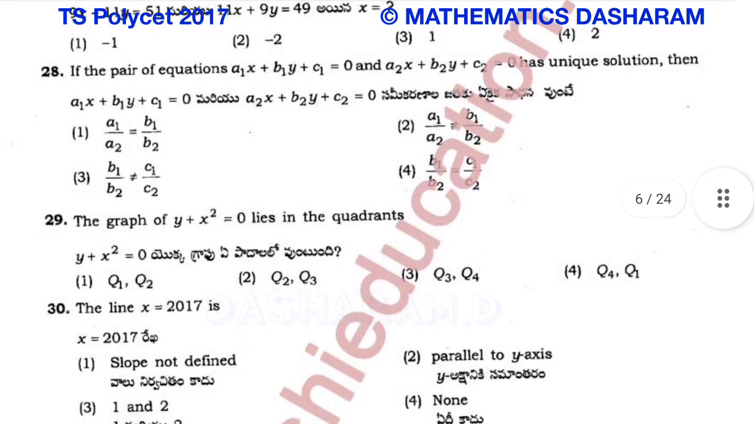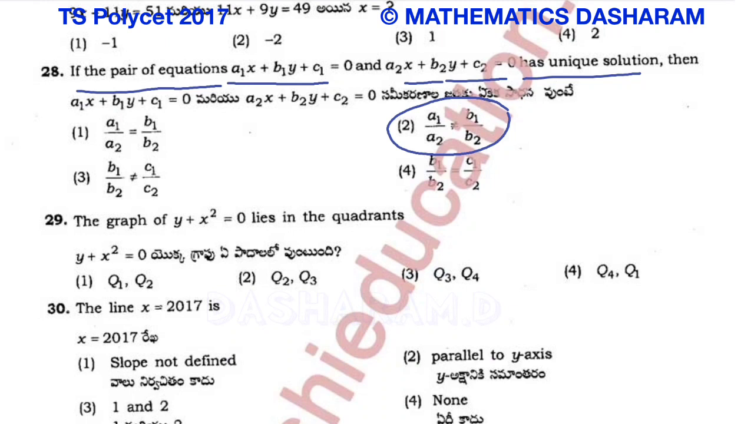Next, the 28th question: if the pair of equations a1x plus b1y plus c1 equals 0, a2x plus b2y plus c2 equals 0 has a unique solution, then, if they have a unique solution, the two ratios a1 by a2 and b1 by b2 are not equal. So here option 2 is correct. And the graph of those lines is intersecting lines.